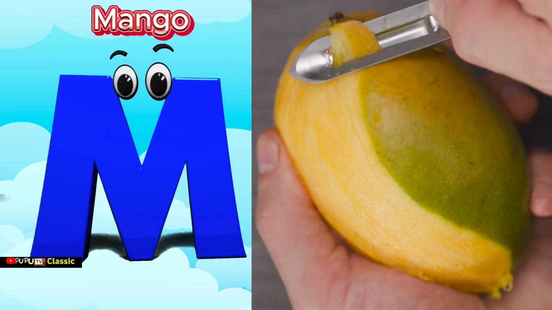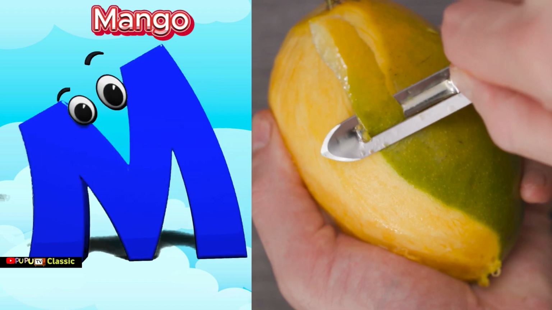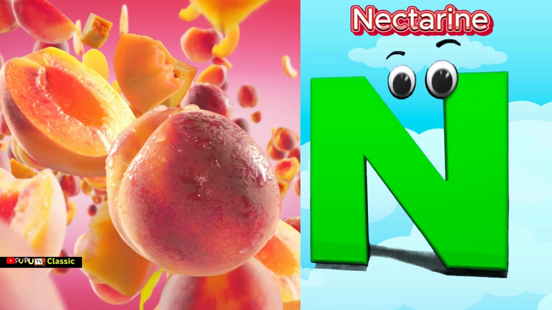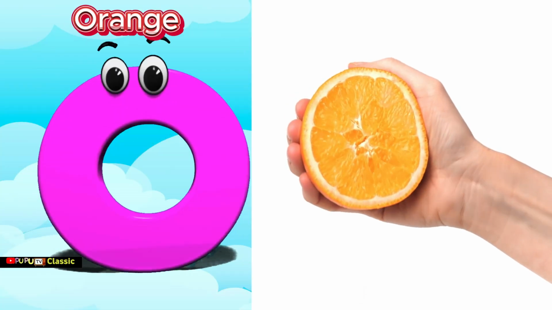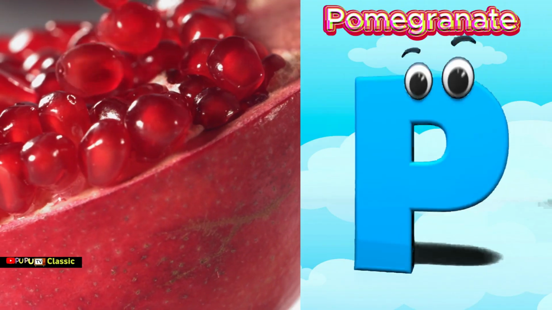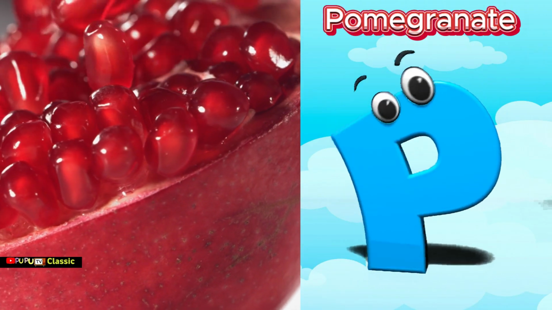M is for mango, m, mango. N is for nectarine, n, nectarine. O is for orange, o, orange. P is for pomegranate, p, pomegranate.